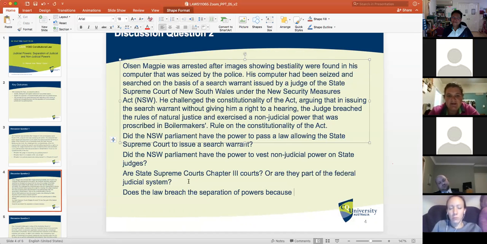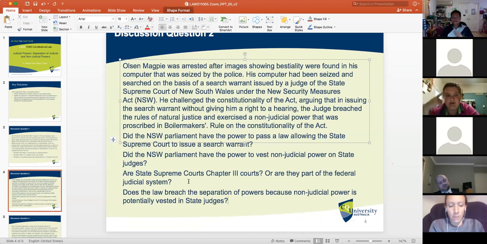So he's arguing that it was unconstitutional, that they breached the rules of natural justice and exercised non-judicial power. Well, we're talking about powers and state judges. So it's going to come down to what power the state judges hold. So it's going to be an issue of separation of powers.